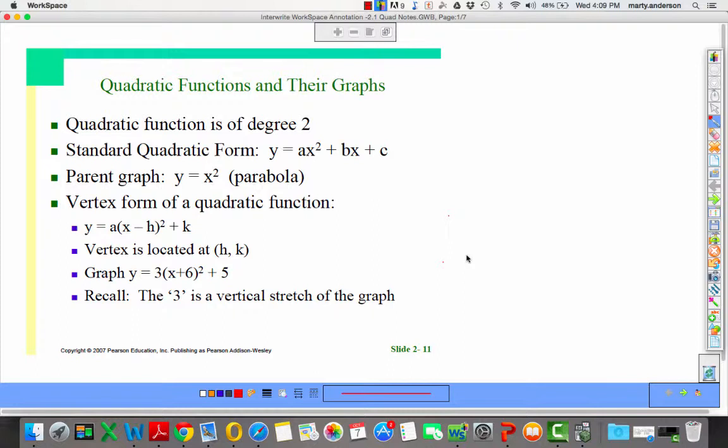Number one, a quadratic function is a function with degree 2, x squared. The standard form of a quadratic function is ax squared plus bx plus c. We use the quadratic formula then, which is this equation set equal to 0, solve for x. Those are the x-intercepts of a quadratic equation, which gives us our quadratic formula.